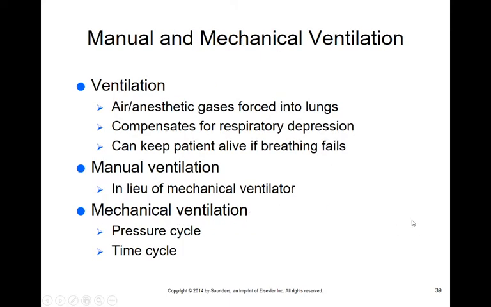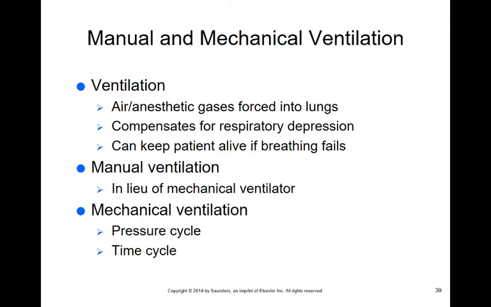Let's talk a little bit about ventilation. Ventilation is when we have to breathe for an animal. Ventilation forces air or anesthetic gases into the lungs, and it compensates for respiratory depression. So if we anesthetize them enough that they are not able to breathe, then we can compensate by breathing for them. And we can also keep patients alive if their breathing fails for whatever reason.